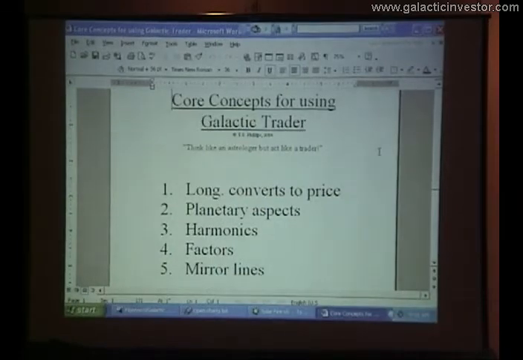What does it mean to be a galactic trader? Well, galactic has to do with space, and hopefully that will mean that your returns will be out of this world. That's the goal. And I know a lot of astro traders that have been using these tools for a number of years, and they do phenomenally well.